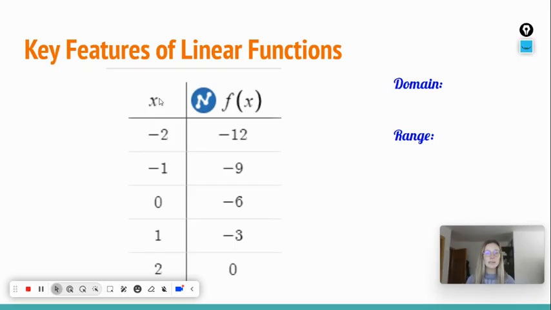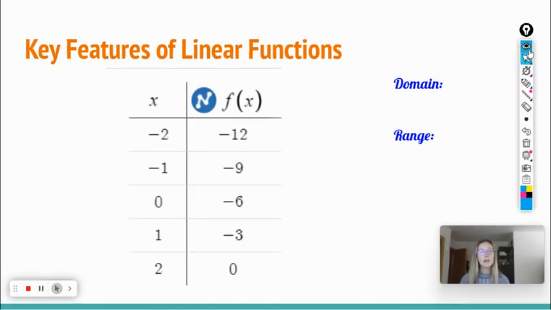So here I have a table of values. A table of values has an input and an output. So we want to look at the domain and the range for these input and output values. If I think back to that definition of domain, it's the list of all possible x values, or the x values that are working or defined in this function.